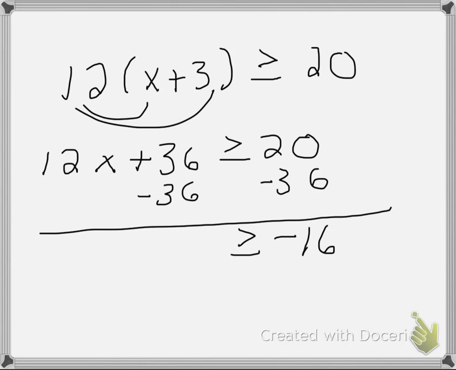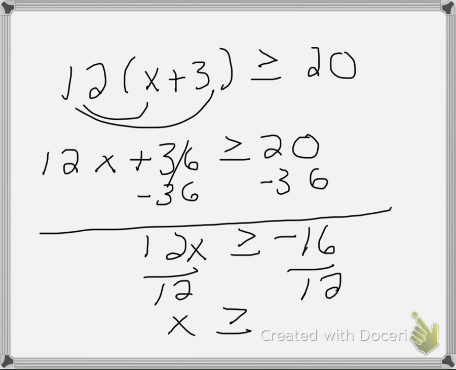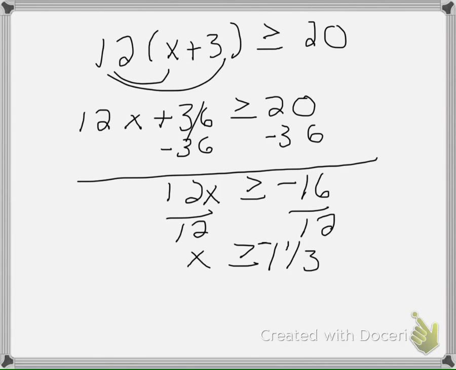Don't forget to drop your sign down. Of course, this zeroes out because positive 36 and negative 36. And this is 12x. Divide by 12. Divide by 12. X. Now 12 can go into 16 once. It's negative, with 4 twelfths left over, and 4 twelfths will simplify to 1/3. So x is greater than or equal to negative 1/3.